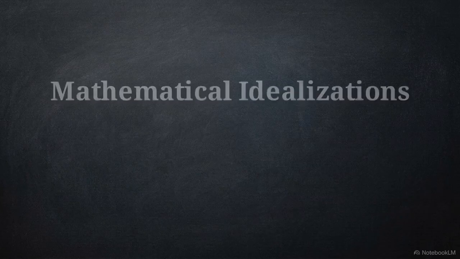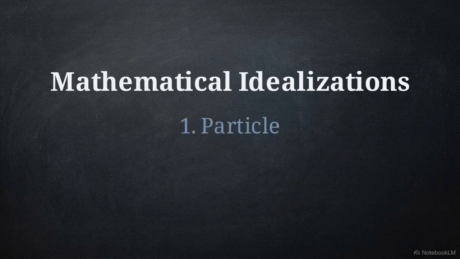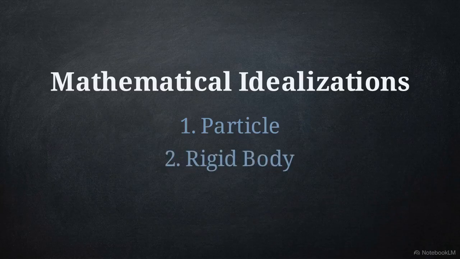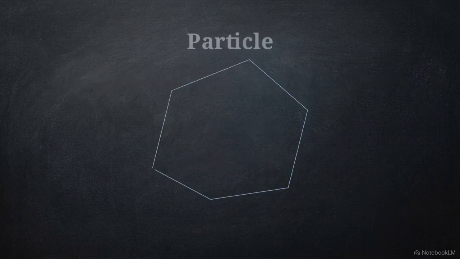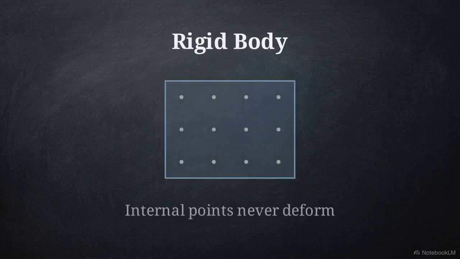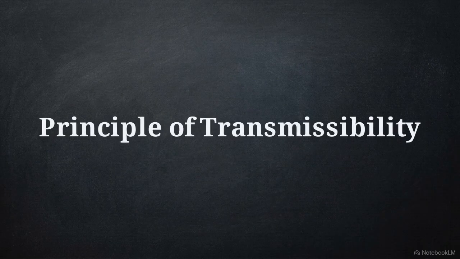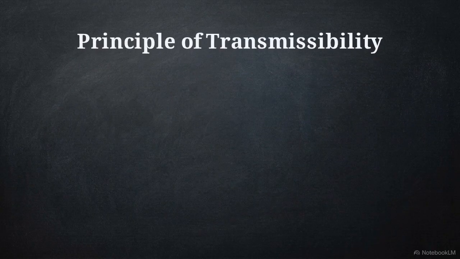To simplify mechanics, we use two geometric idealizations: the particle and the rigid body. A particle is an object possessing mass, but its physical size is negligible. A rigid body combines particles at fixed distances. Even under heavy load, these internal points never deform or shift. Assuming absolute rigidity allows us to apply the principle of transmissibility to analyze a body's external equilibrium.